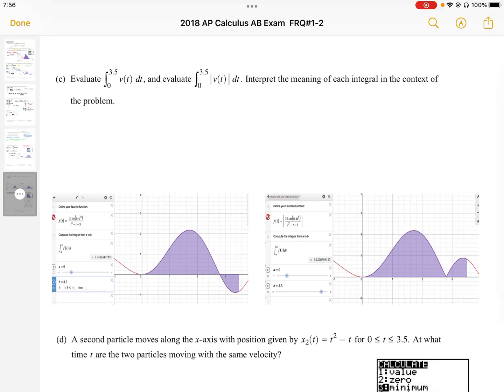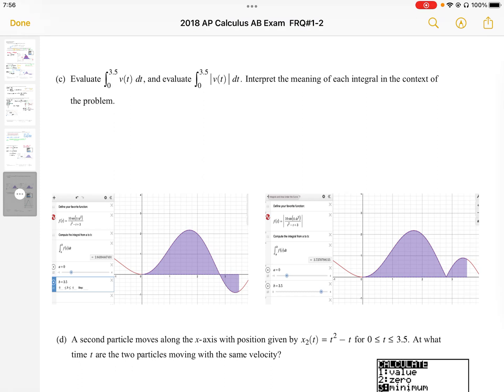2C, evaluate the integral from 0 to 3.5 of v of t dt, and evaluate the same integral, but from 0 to 3.5 of the absolute value of v of t dt. Interpret the meaning of each integral in the context of the problem.